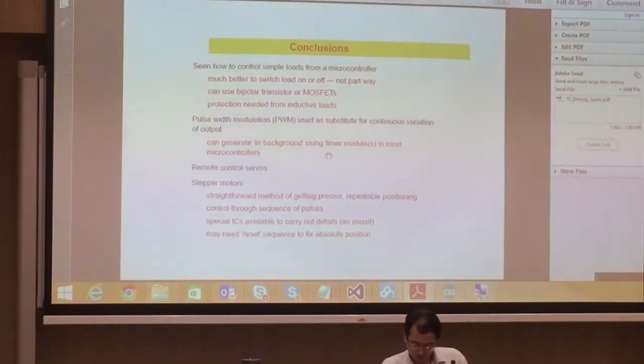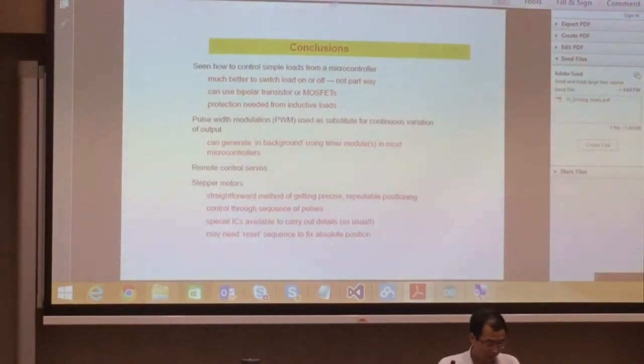Okay, so these are some conclusions. We discussed how to control the loads. There are many ways to control: you can use a bipolar, a Darlington, a MOSFET, etc. And then what is pulse width modulation? We also spent some time to discuss it. And we have also discussed how to control the servos and how to control the stepper motors. Next, I want to go through a little bit of the ADC.